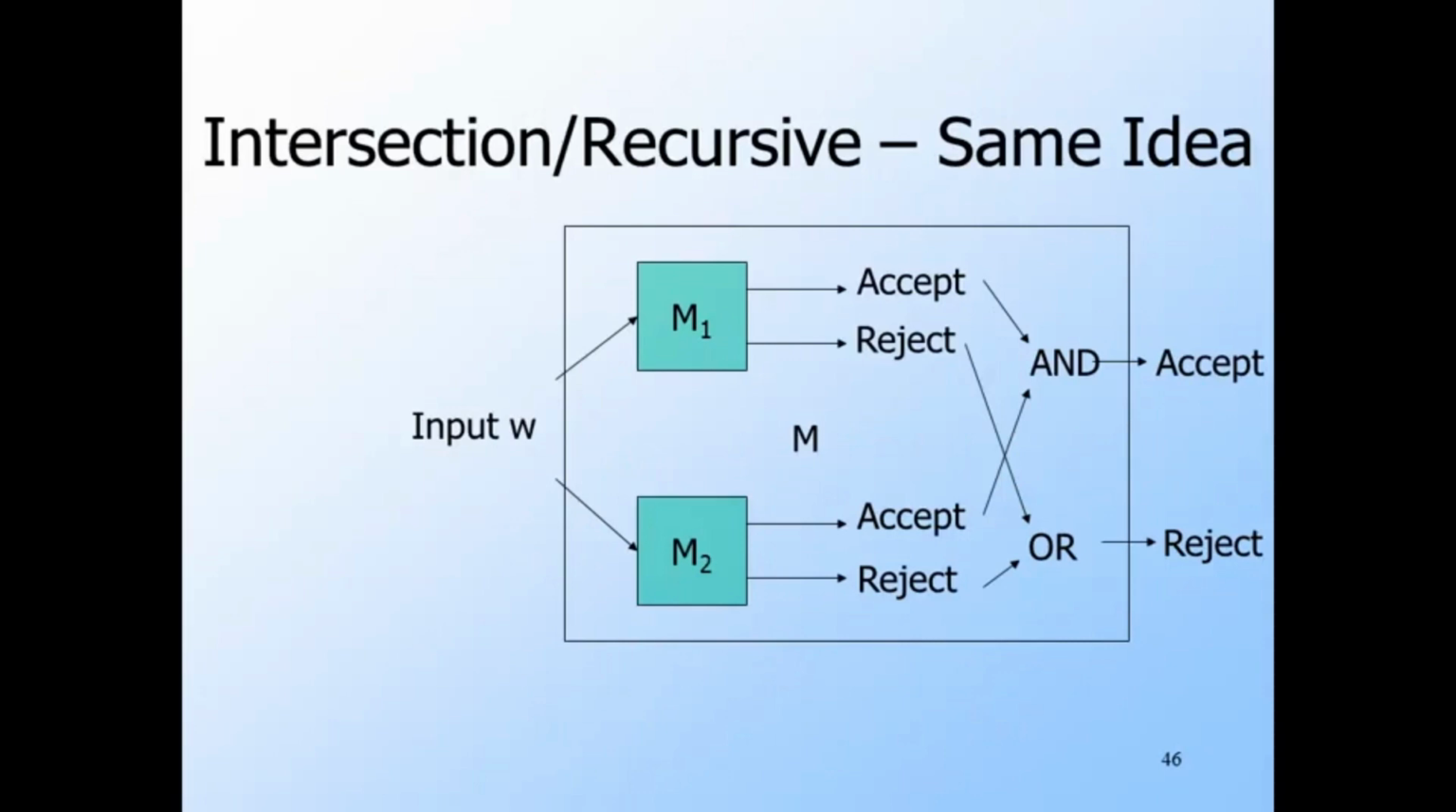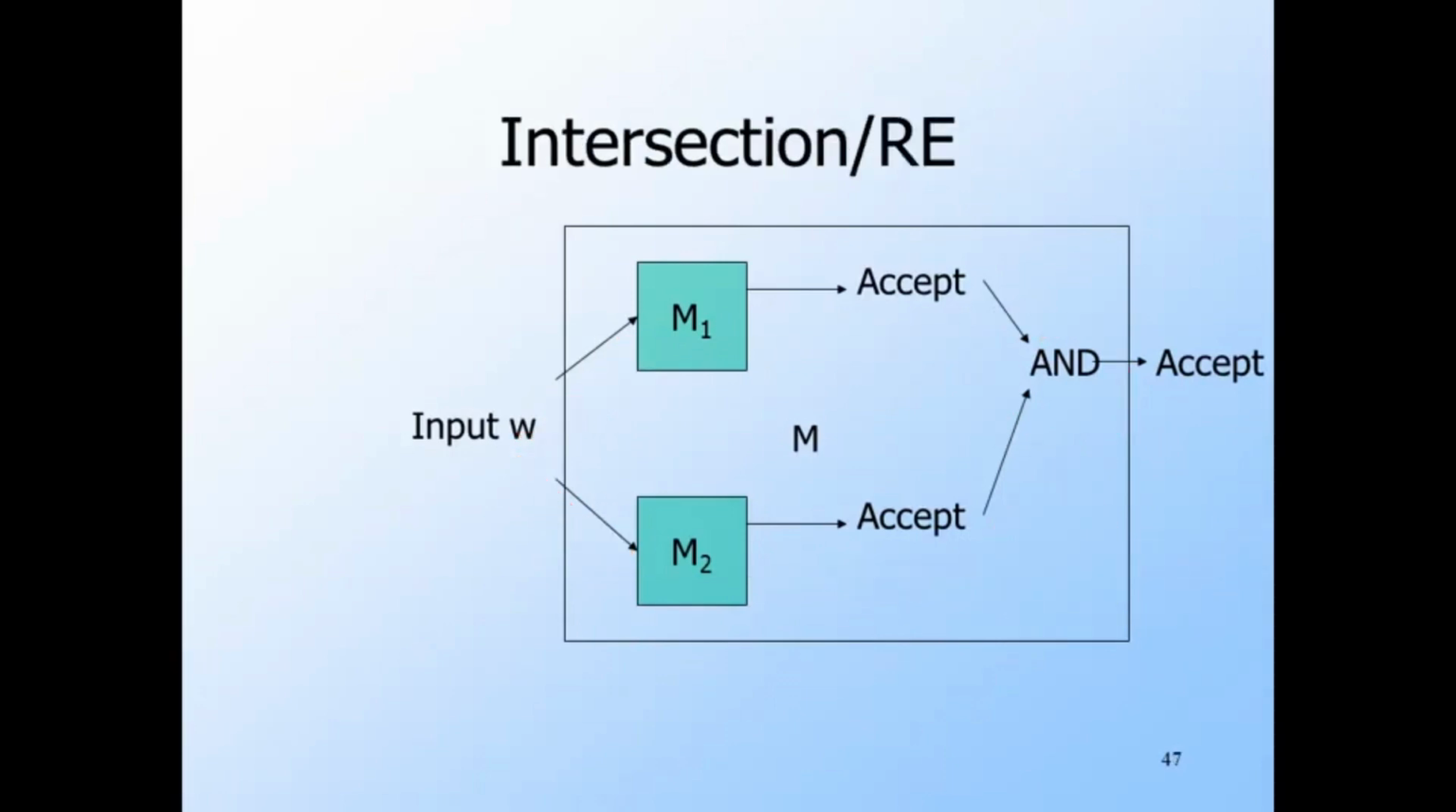Here's a picture proof of the fact that recursive languages are closed under intersection. M1 and M2 are algorithms. We design M to feed its input to the simulated M1 and M2, and M accepts if both accept, and M rejects if either rejects. And here's a picture proof for the intersection of recursively enumerable languages. Again, M feeds its input to M1 and M2, and it accepts if both accept.